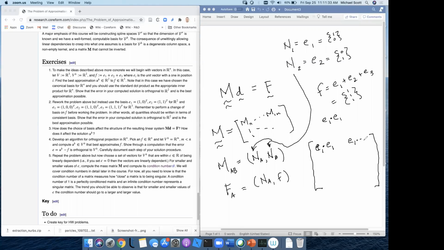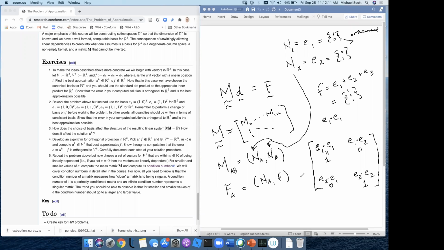Let me just write down what the entries would be. That's 1. That's 0. And this should tell you exactly why we like orthonormal bases, right? These basis functions are orthogonal and they have unit norm, orthonormal. This is why we like it so much, because E1 doesn't have any component in the direction of E2 and vice versa. They're completely orthogonal to one another. Okay, so there's your M right here.